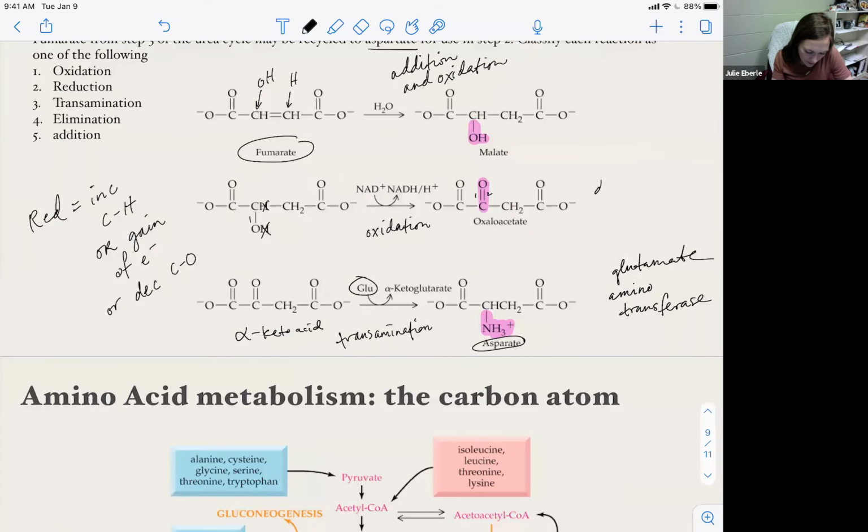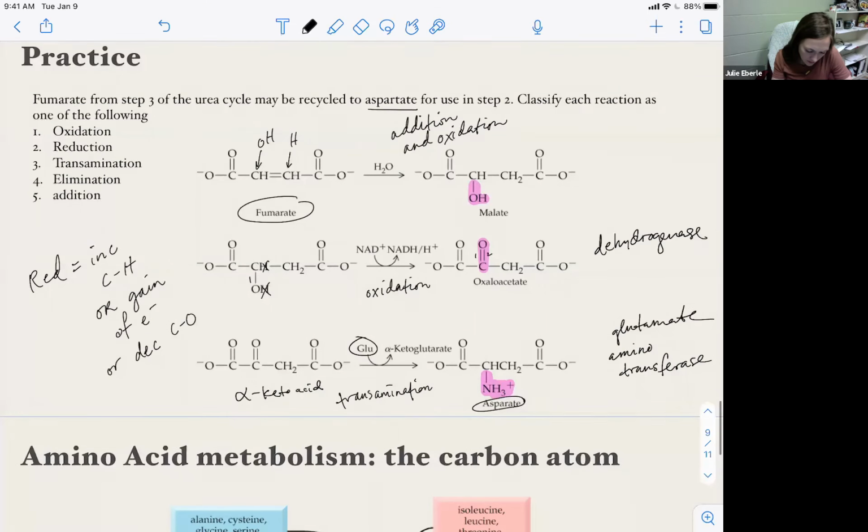This would be a dehydrogenase. This would be an oxido. Sorry, my handwriting is very bad today. Maybe that's every day.